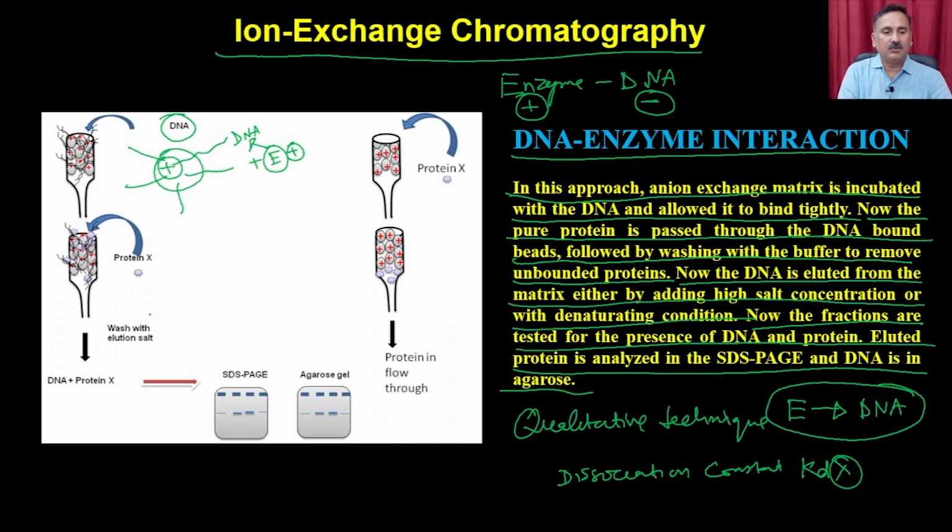And then you are going to elute with high salt. In the presence of high salt, the DNA is going to be eluted from the beads, and that's how you are going to have the DNA protein complex eluted. And when you analyze this on an SDS PAGE and an agarose gel, it is going to give you the pattern of the protein, and it's also going to give you the pattern of DNA.